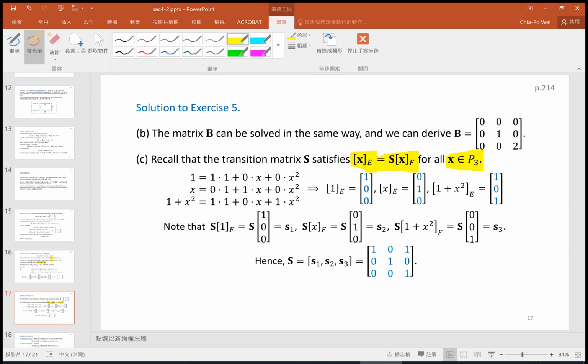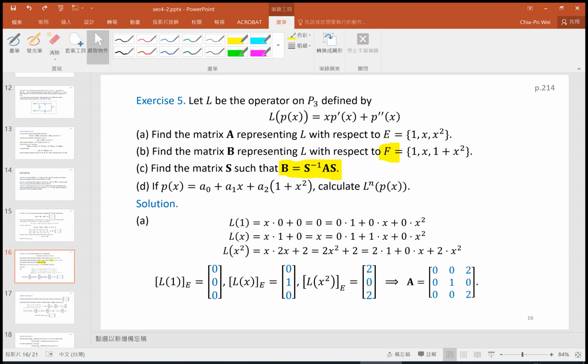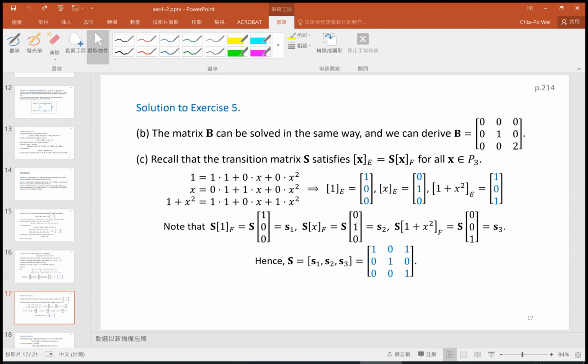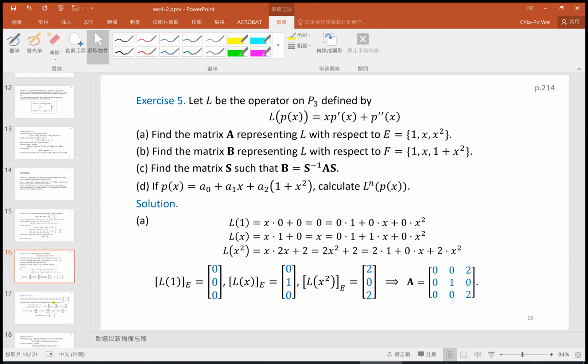We will use this formula to compute the transition matrix, and the key is to select x as the elements in basis F. Thus, we will select x as 1, x, and 1 plus x squared.